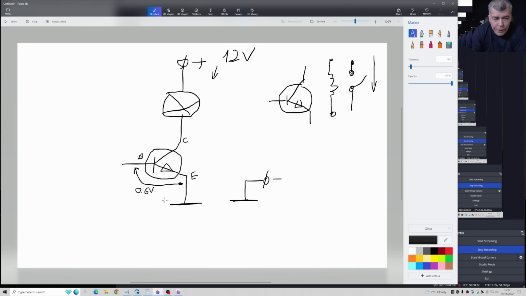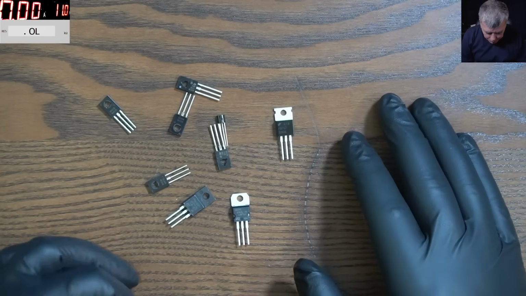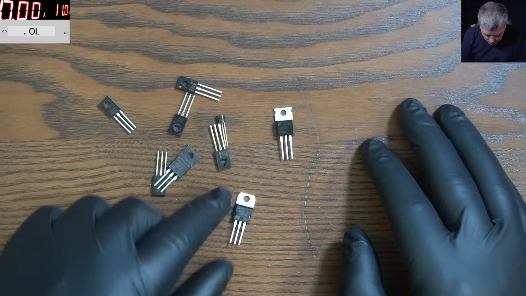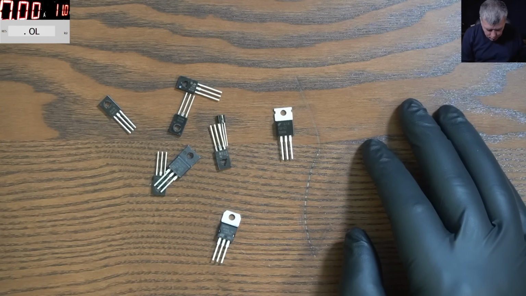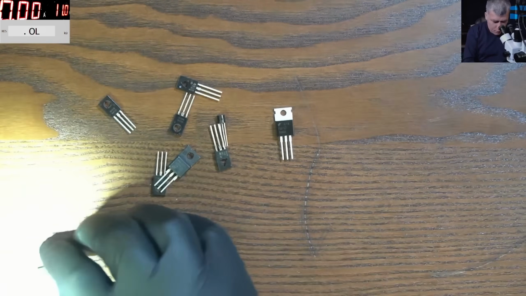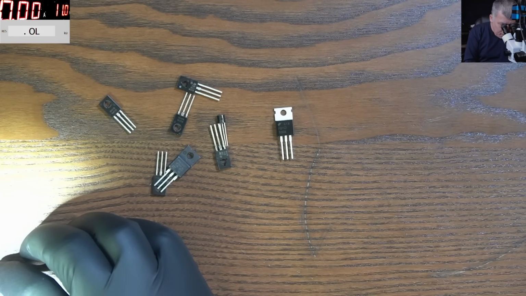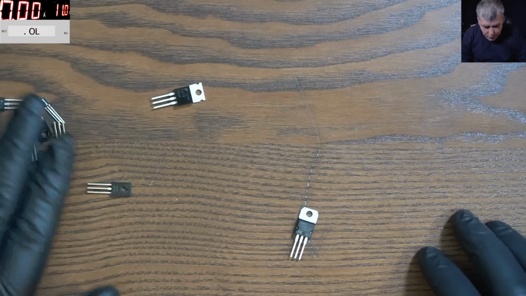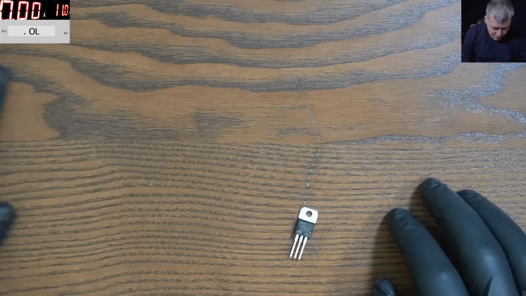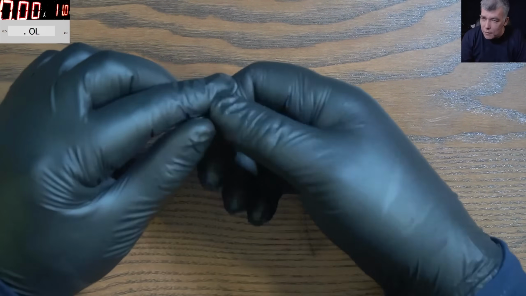Okay? Good. So let's quickly build this schematic. Let's pick up a transistor. Which one? Let's go for a good one: BD239C. This is an NPN transistor. It's a nice one. This can carry a lot of current.